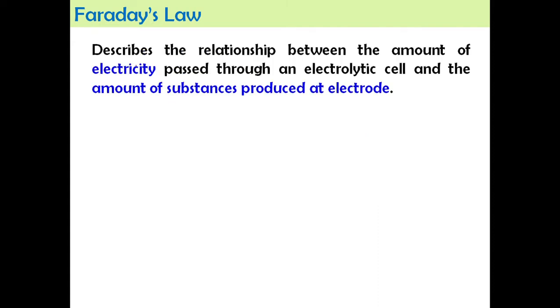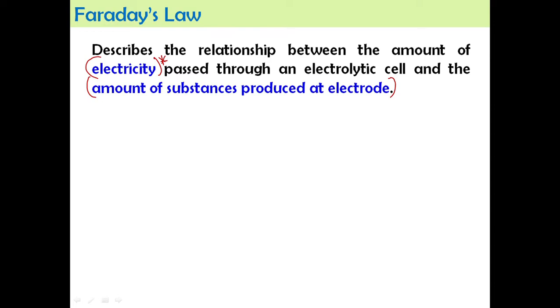It actually describes the relationship between the amount of electricity passed through with the amount of substance produced at the electrode. Jadi kita tahu untuk electrolytic cell, kita akan supply electricity. So from that, dia akan menyebabkan redox reaction berlaku. Okay, jadi awak ada produk dekat anode, ada produk dekat cathode. So, by using the Faraday's law, kita boleh menentukan berapa banyak produk yang kita dapat dekat anode dengan dekat cathode.